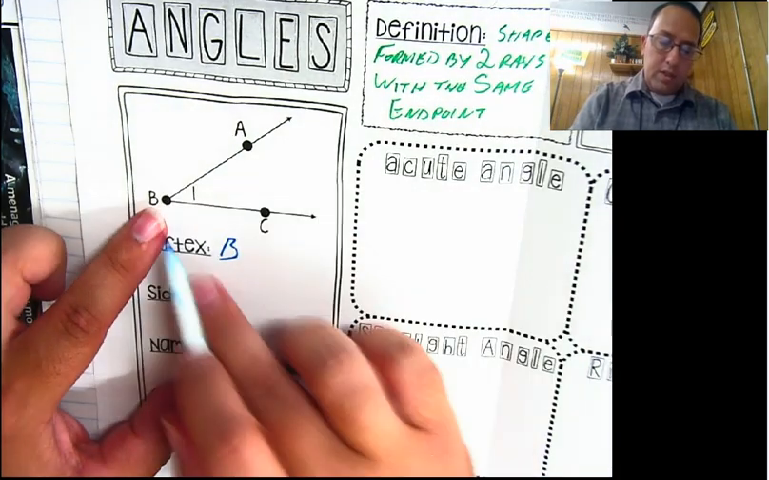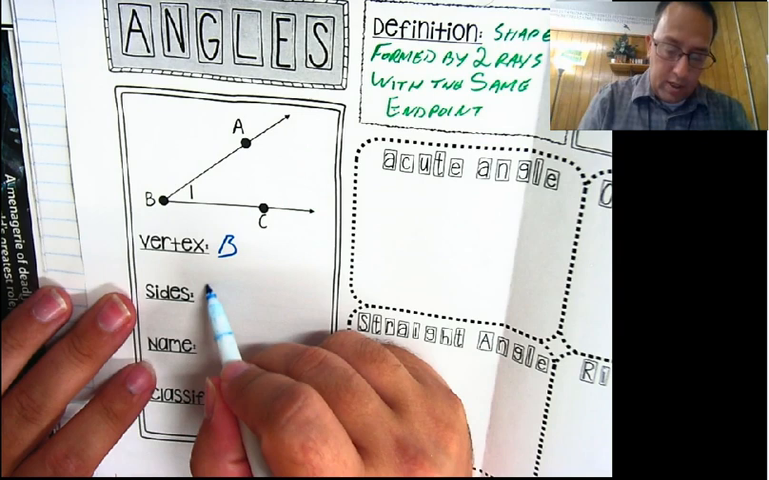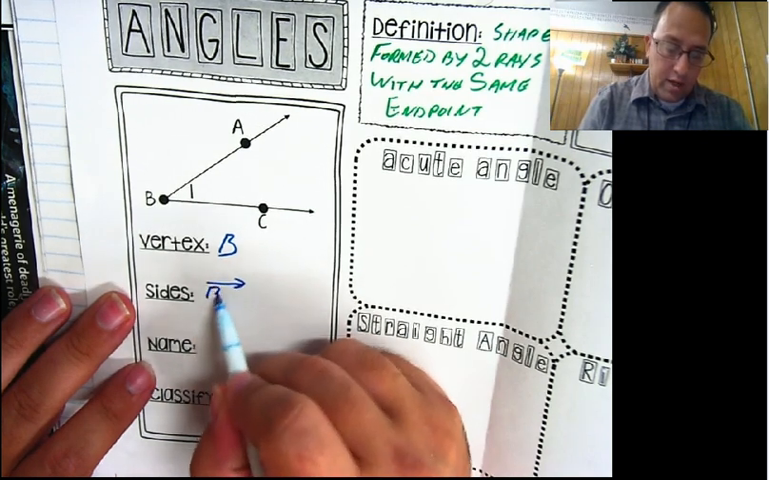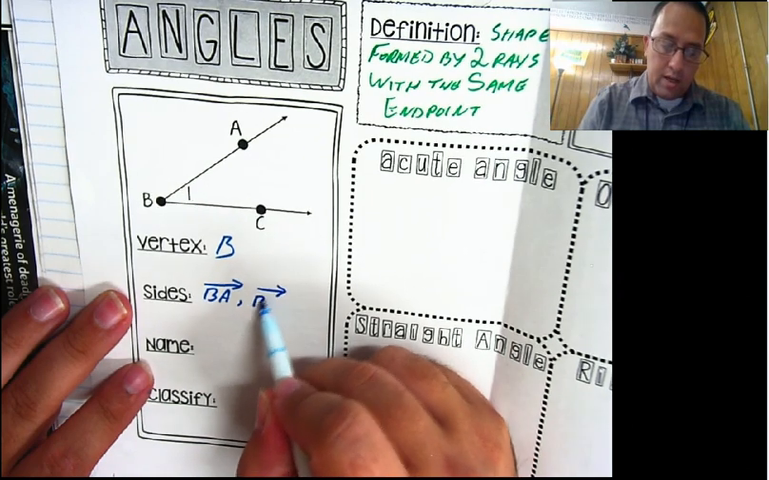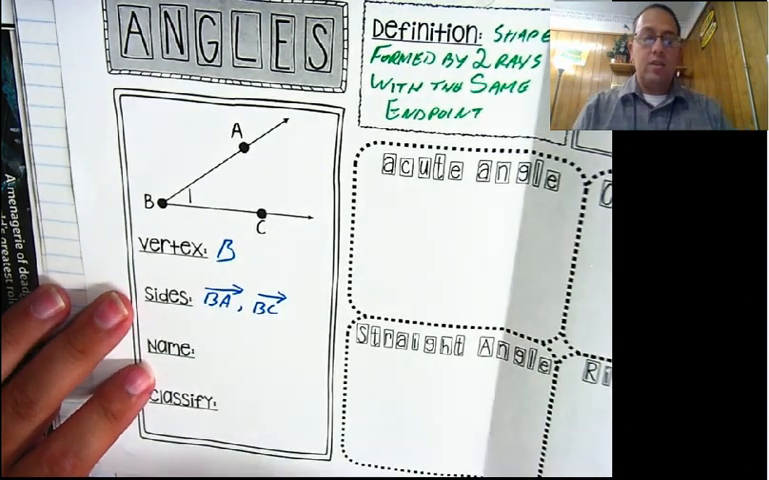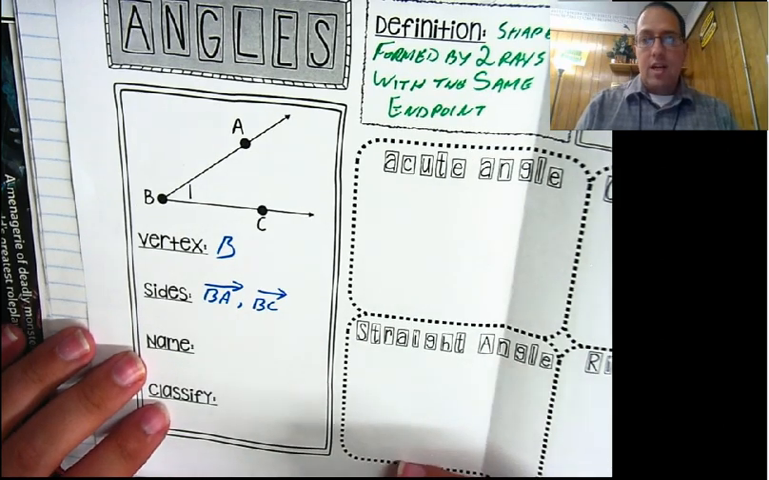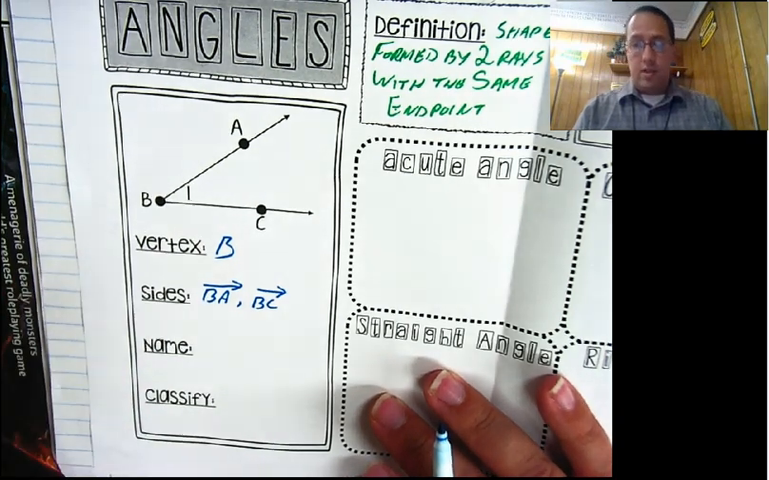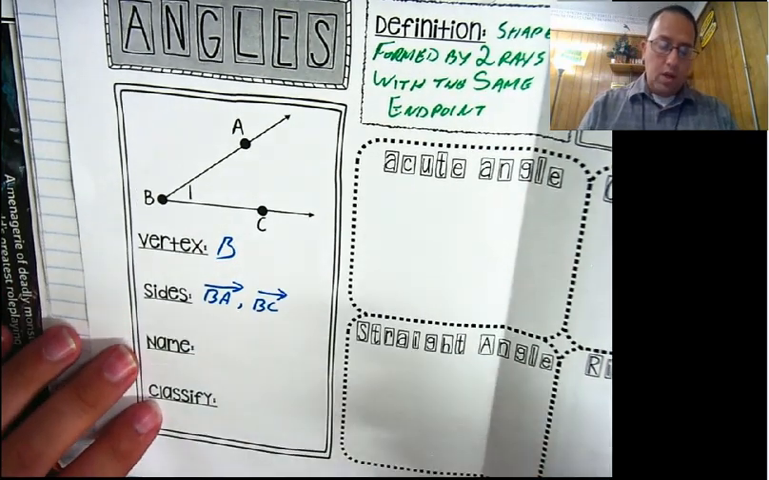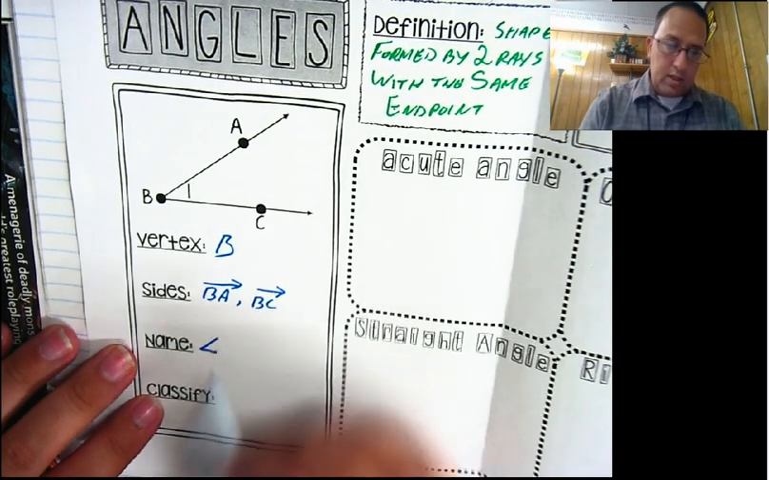And the rays themselves, those are called the sides of the angle. So my sides, I have ray BA and I have ray BC. Those are the sides of the angle. Okay. Now the question is, how do we name this angle? We've got to be able to name it so I know we're talking about this angle, not some other angle, right? So when we name an angle, we are going to use a symbol because we like symbols.